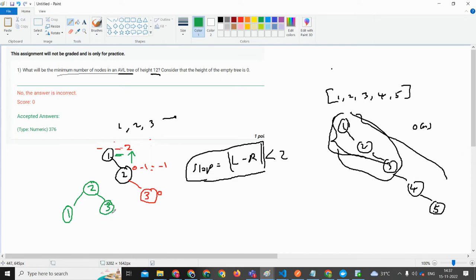Now we are inserting 4. If we insert 4, tell me what the slope will be. You should check the slope of all the elements. So what is the slope of 1? It's 0. Good. For 4? 0. Good. And -1. -2. How -2?